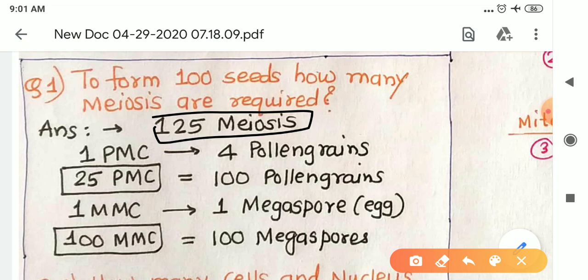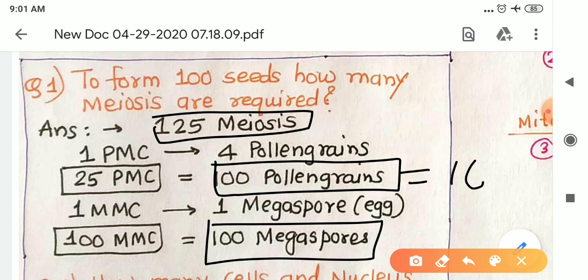Now you will again be in a dilemma about what the seeds are doing over here, but you must know that one pollen grain fuses with one megaspore, I mean egg, to form one seed. It is very easy: an ovule gets converted into the seed, and the ovule contains a megaspore, and the megaspore contains the egg. One megaspore contains only one egg, and one pollen grain may contain one male gamete or 2 male gametes. But whatever the number of male gametes, only one male gamete fuses with the egg to form the zygote, and the zygote further develops into the seed. So that's why you need 100 pollen grains and 100 megaspores to form the 100 seeds.